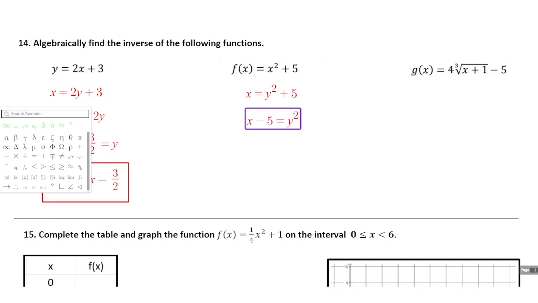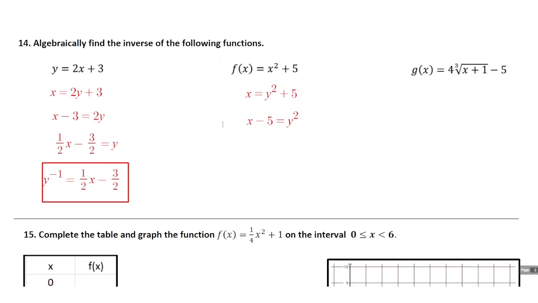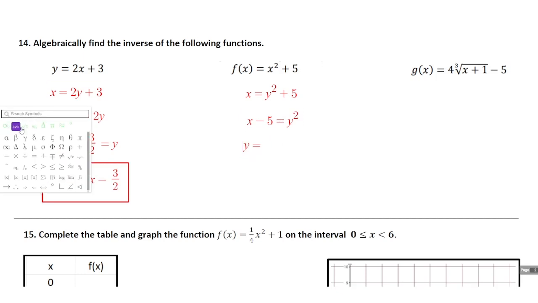Now, at this point, we're kind of done here because we can't isolate y and still be left with a single expression for y. Because when we take the square root of both sides, we're going to end up with a plus or minus here. Anytime you take the square root of both sides of an equation, you have to include the plus or minus.